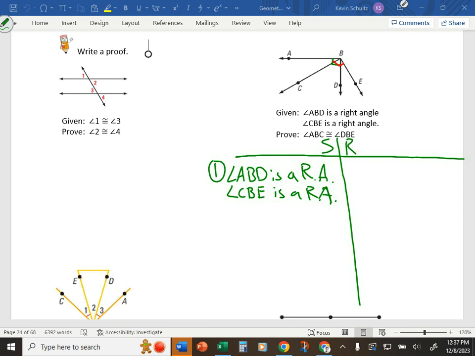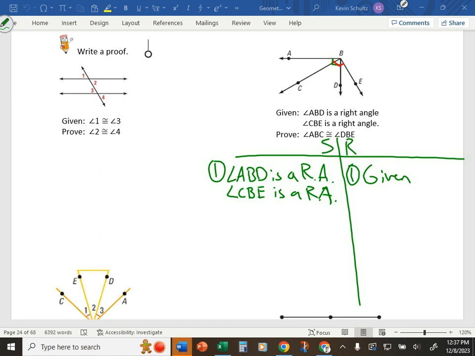ABD is a right angle. Andrea. CBE is a right angle as well, and the reason for that is given. Okay? Start with the given. Where do we go from here? Who's got a thought? Colin.